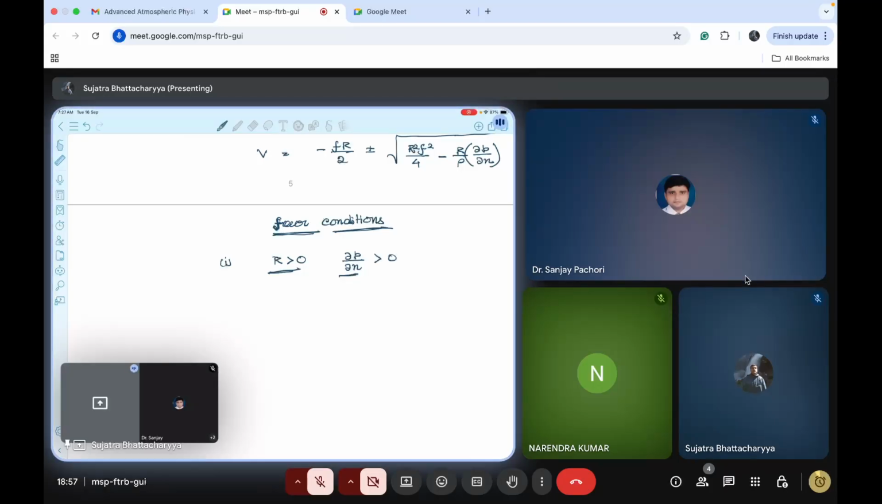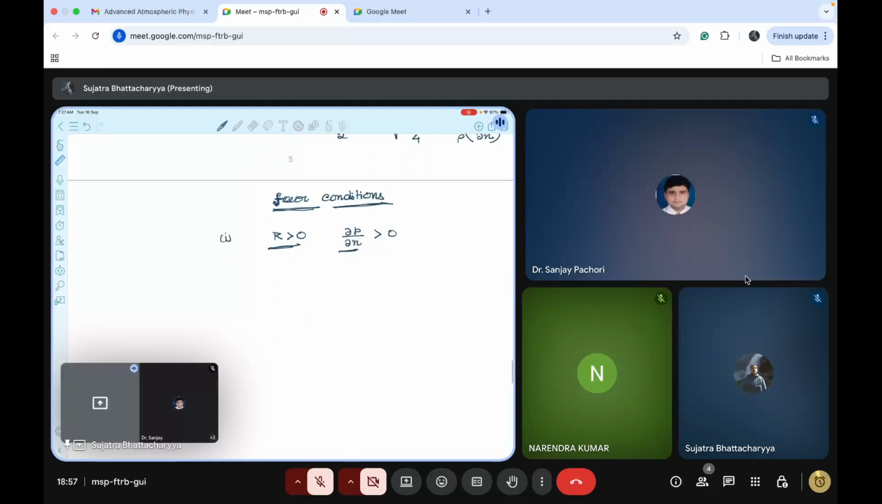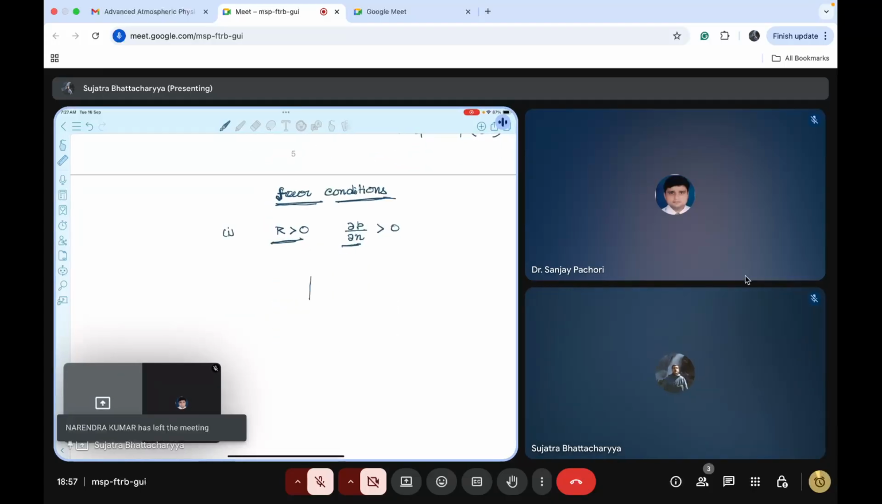So first point is that r greater than 0, delta p delta n is greater than 0. So r greater than 0 means what? Suppose this is your wind. Now r greater than 0 means to the left, your center will be to its left. So this is how the circular isobar looks like. So this is your r greater than 0.